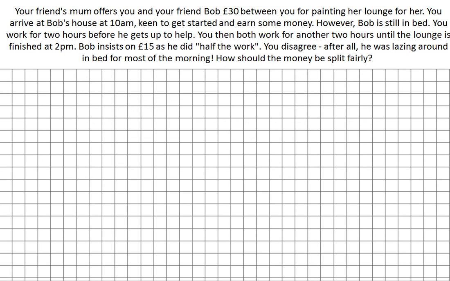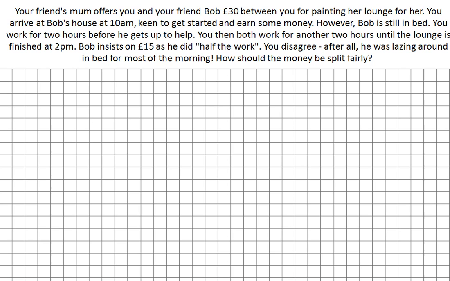Right, we're going to have a look at this question to help us understand how ratio works and why we'd use it. So your friend's mum offers you and your friend Bob £30 between you for painting her lounge for her. You arrive at Bob's house at 10 AM keen to get started and earn some money.